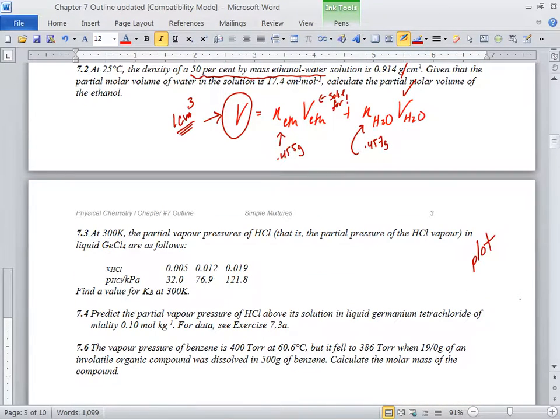And then do you recognize these? Raoult and predict the partial vapor pressure of HCl above its solution. So they want Raoult or they want Henry's law. In liquid germanium tetrachloride. Yeah, I think it's Henry's because HCl is the solute. So you've got to use Henry's. So use Henry's, no big deal. And then, all right, we're kind of out of time, but you can figure out 6, I think.